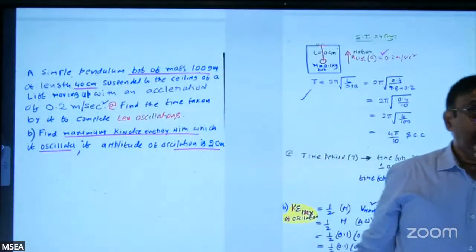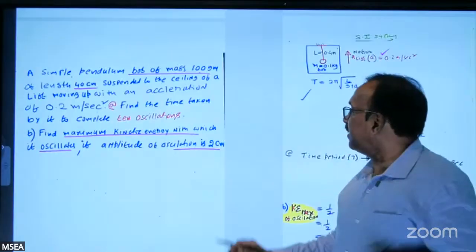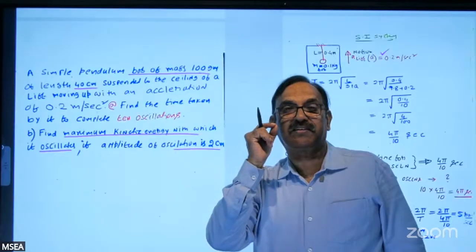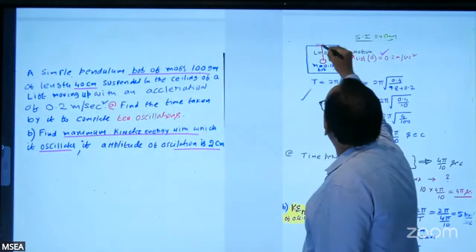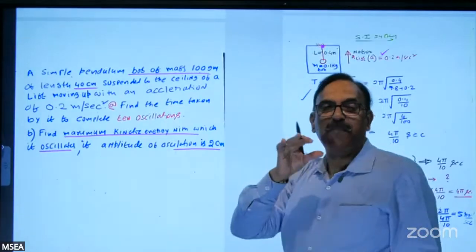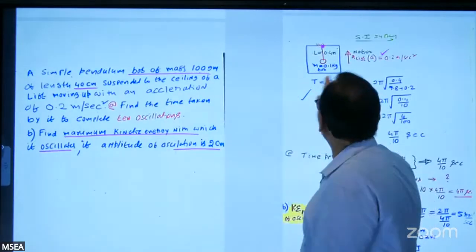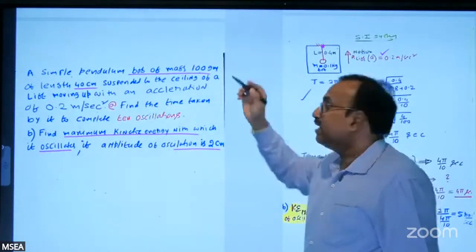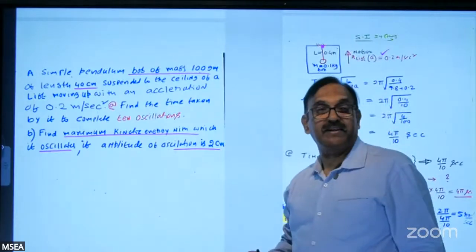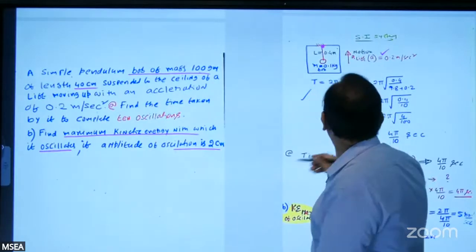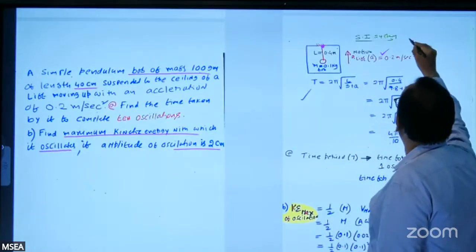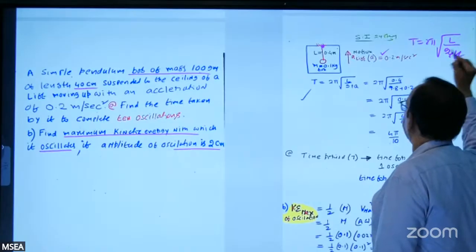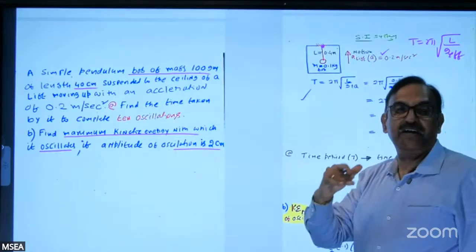The formula for time period of a simple pendulum is 2 pi root L by g, provided the point of suspension is at rest. Here, when the lift is moving up, the point of suspension will also move up. Lift is accelerating up, so the point of suspension is also accelerating up. In such a case, time period of a simple pendulum is 2 pi under root of L by g effective. Instead of simple g, it happens to be g effective.